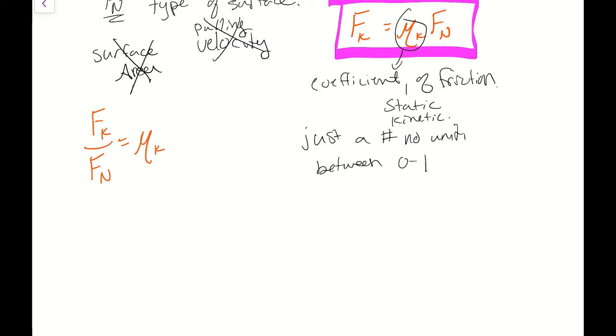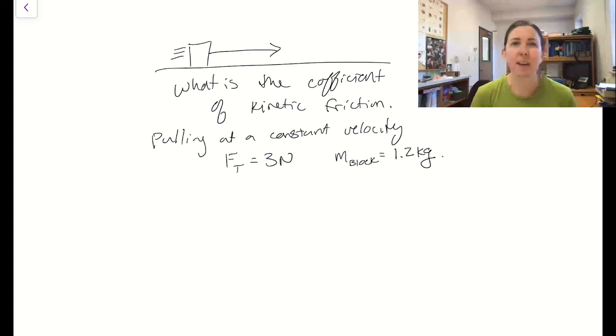So this is how you can see that there are no units on this number, because the unit for the force of kinetic friction would be newtons divided by the unit for the normal force, which would be newtons, and those two will cancel out. So let's go ahead and calculate the coefficient of kinetic friction for a block that's being pulled at a constant speed across a table.